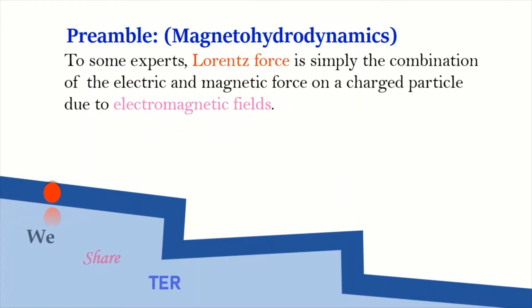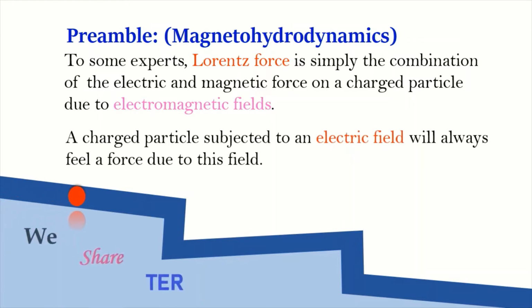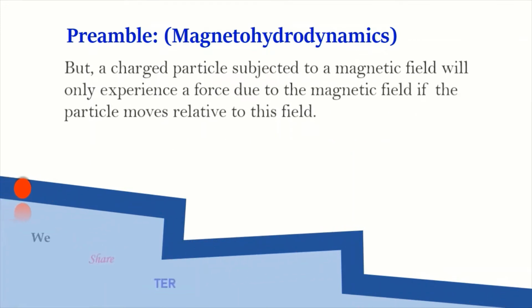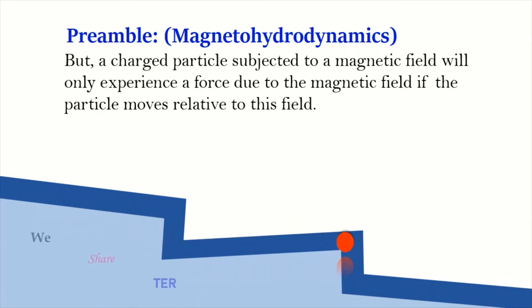To some experts, Lorentz force is simply the combination of the electric and magnetic force on a charged particle due to electromagnetic fields. A charged particle subjected to an electric field will always feel a force due to this field. But a charged particle subjected to a magnetic field will only experience a force due to the magnetic field if the particle moves relative to this field.